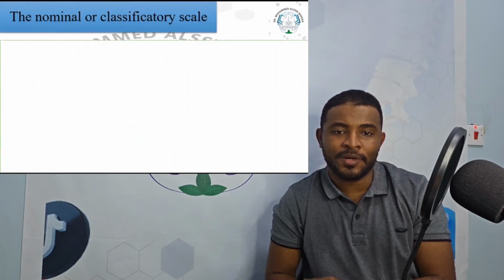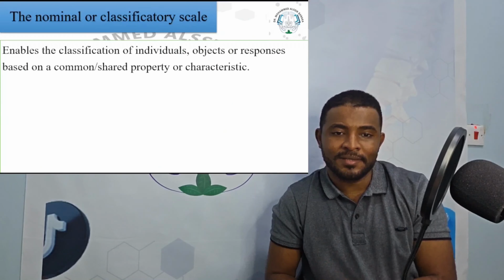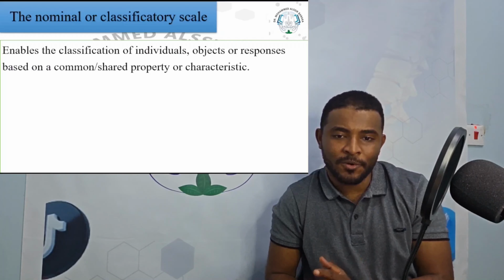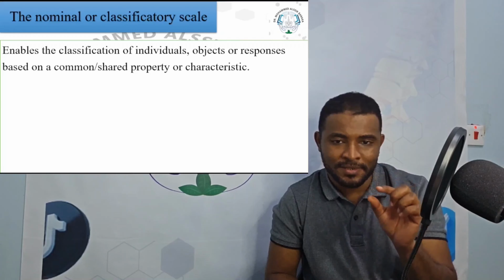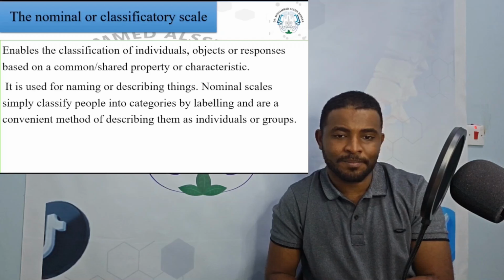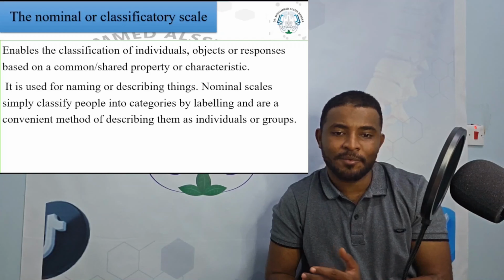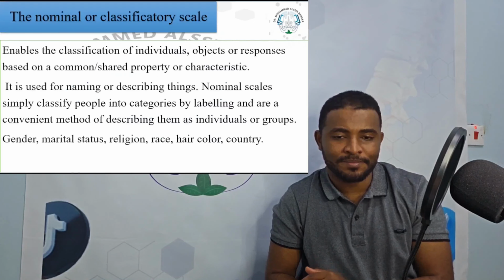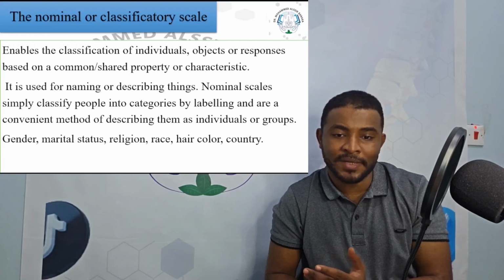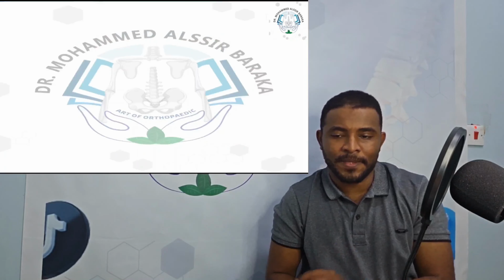The nominal or classificatory scale enables the classification of individuals, objects, or responses based on a common shared property or characteristic. You have common things that are shared for categorization. It is used for naming, describing things. Nominal scales simply classify people into categories by labeling and are a convenient method of describing them as individuals or groups. For example, gender, marital status, religion, race, hair color, and country, and so on.